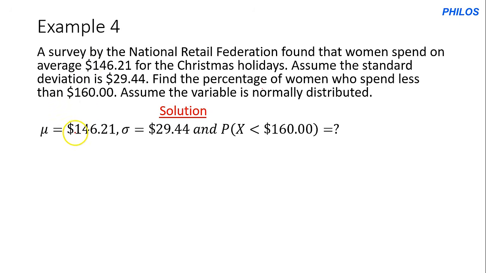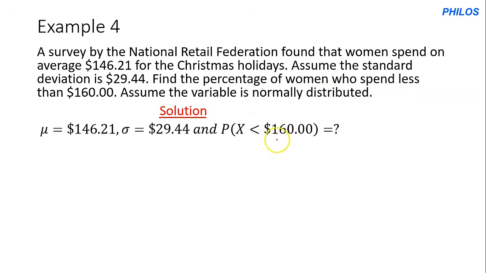Okay, so the mean is $146.21. Now, the question also says, assume the standard deviation to be $29.44. So the standard deviation, small letter sigma, is $29.44. But the question says we should find the probability that x is less than $160. So we are finding the probability that x is less than $160. We are assuming that the variable is normally distributed, isn't it?